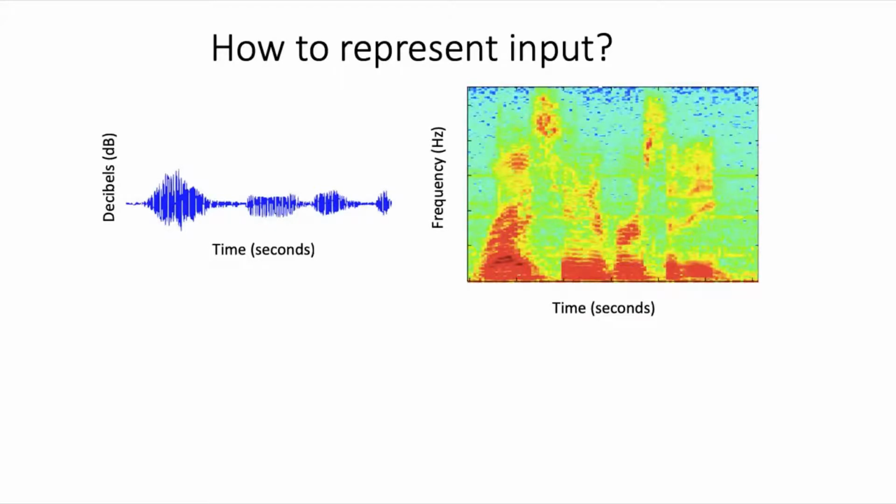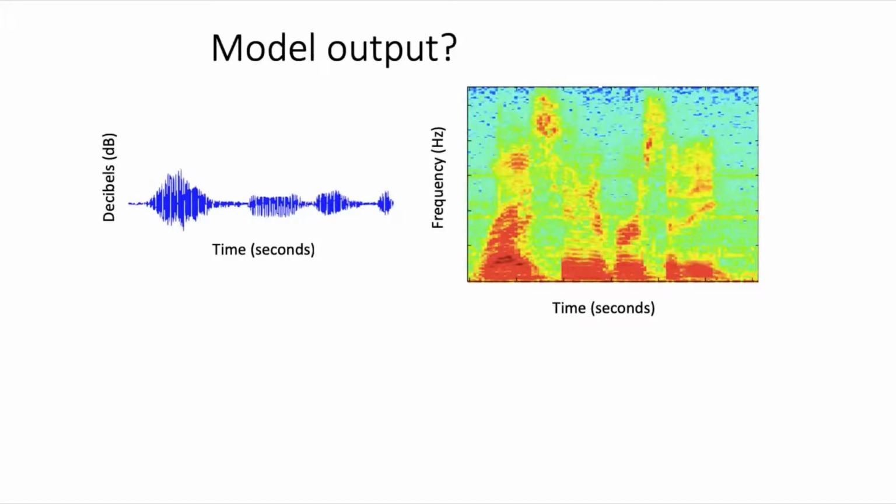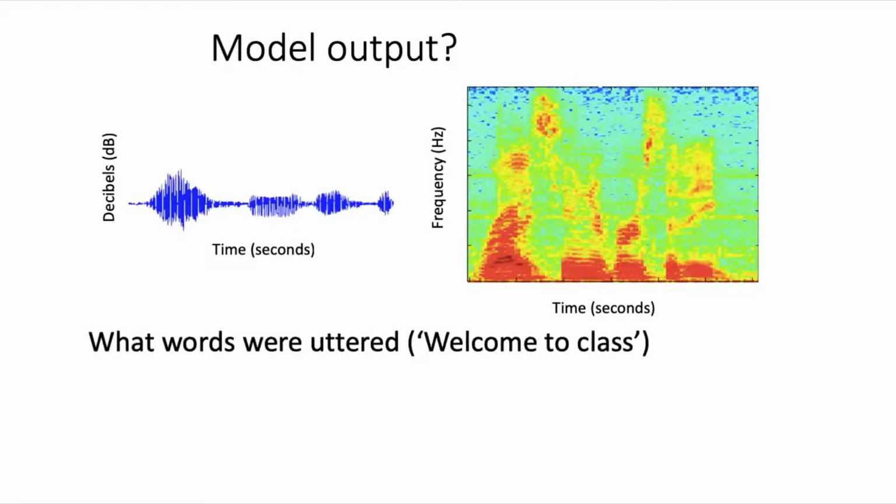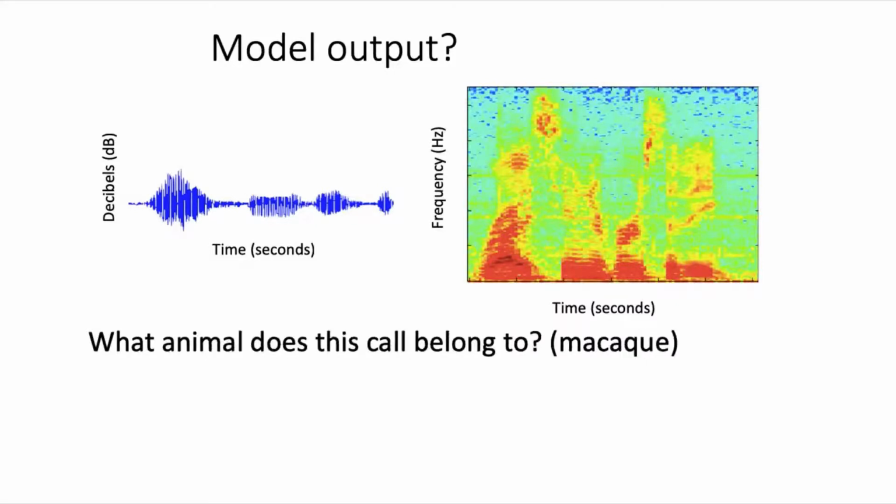So what are some information processing problems that we can ask models to solve about sound? Well, we can use it for speaker identification and ask, is it the owner of the account that's speaking right now? We can use it for speech recognition and ask what words were being uttered. We can do sound recognition and have a model predict what animal made that sound. And there are many, many more possibilities.